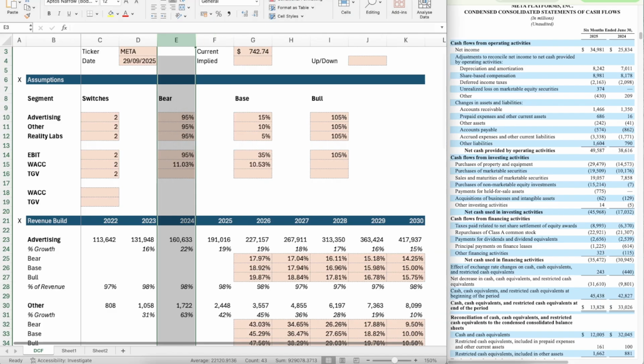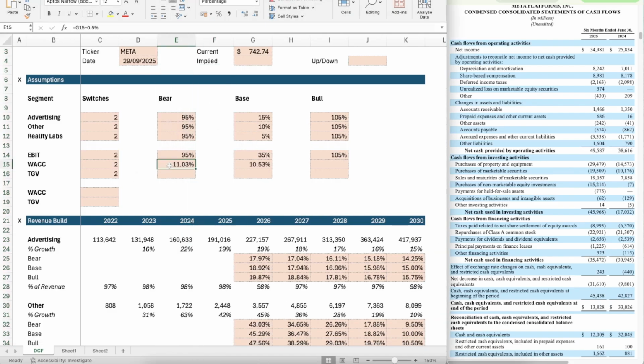Let me just put the column width back. And for the bull, we subtract 0.5%. The lower the WACC, the more bullish. And for terminal growth rate, I mean, Facebook is still a bit of a growth stock, but let's go with 2.5% anyway. And remember, if you are doing this and you think it should be something different, you can adjust it. But never make it more than GDP growth.